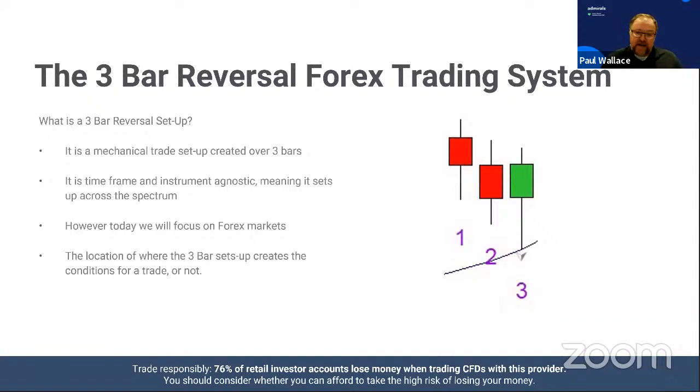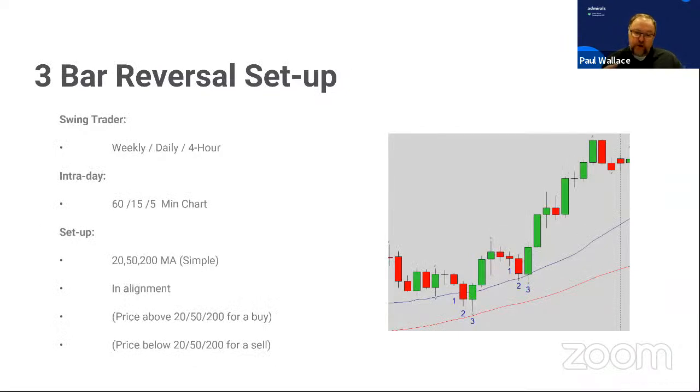It's time frame and instrument agnostic, meaning it sets up across the spectrum, regardless of what you're trading. In today's session, we'll focus on using it in FX markets, Forex markets, but as I say, it sets up across the board. And the location of where the 3-bar sets up creates the conditions for a trade, which we will go into now. So perhaps you're a swing trader, trading trends on weekly, daily, or 4-hourly charts. Or you can trade this on intraday, 15, and 5-minute charts.